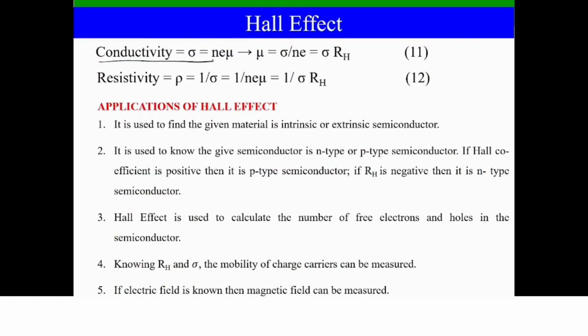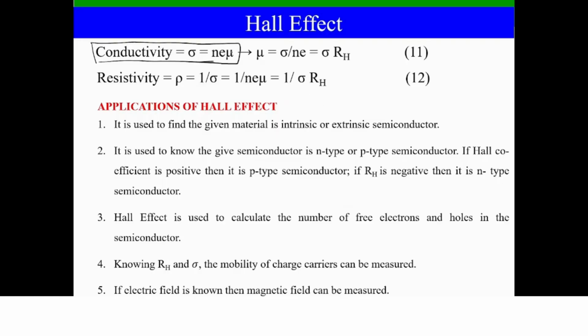Conductivity, sigma, is equal to Ne mu. So how did we get this equation? This equation we already derived in the previous concept, that is, conductivity of a semiconductor. Also we discussed it in the drift current in the semiconductor. In order to get this definition, you can go back to my channel and refer to the previous videos. You can get the equation for the conductivity, that is, sigma is equal to Ne mu.